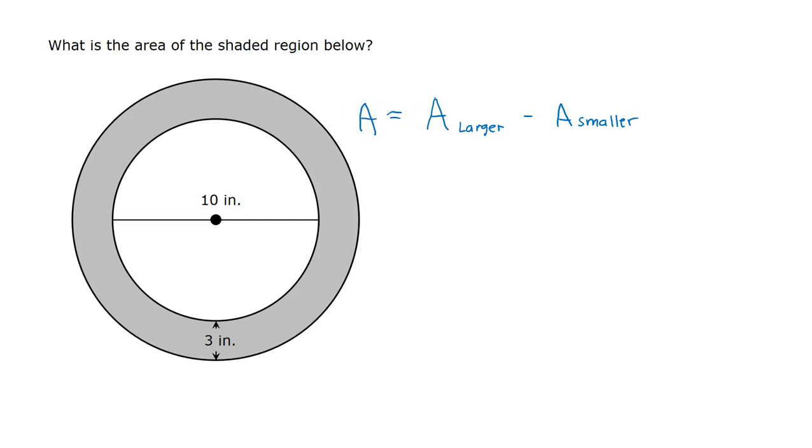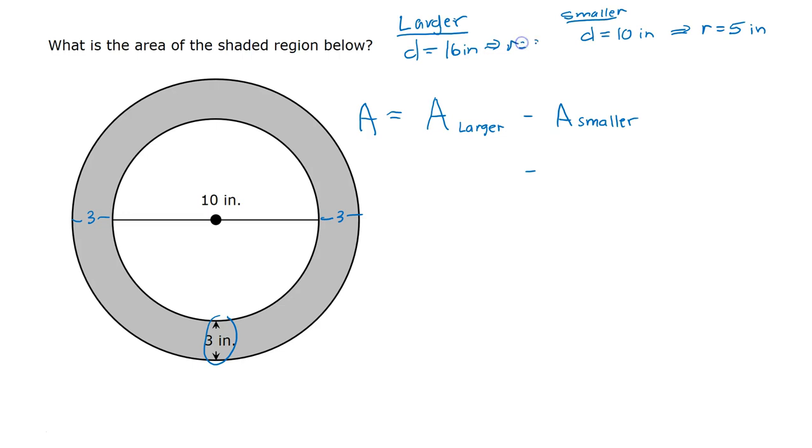I can see that the smaller circle has a diameter that's 10 inches, which means it has a radius that's 5. When I look at the larger circle, given that this distance here is 3 inches, that means I'm going to be adding another 3 on this side, another 3 on this side. So its diameter is going to be 16 inches, which means its radius is going to be 8.